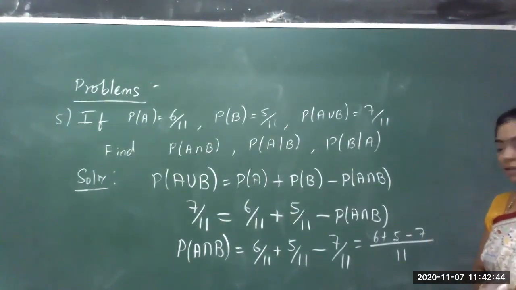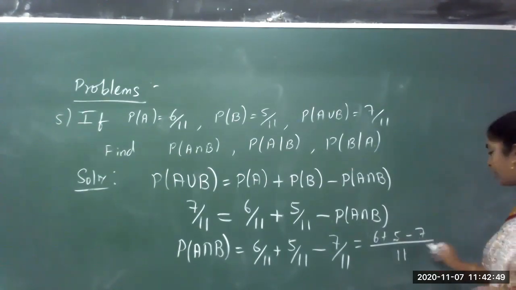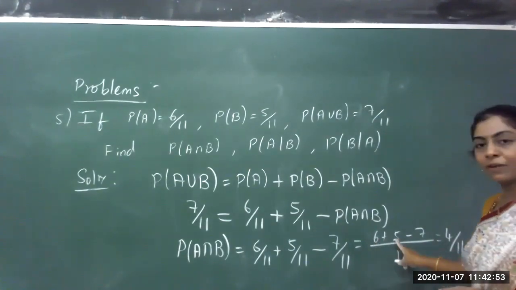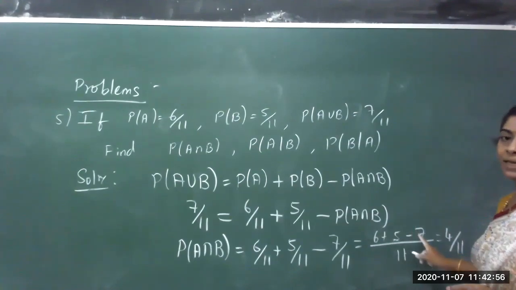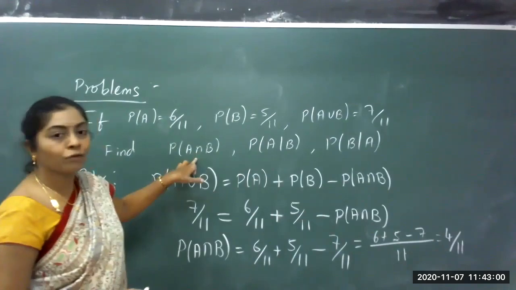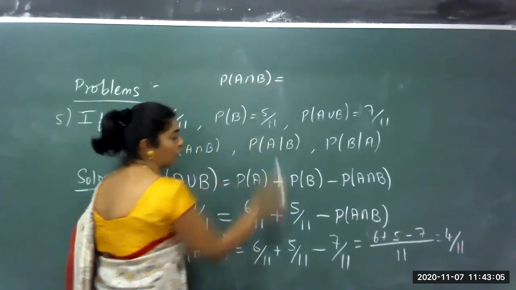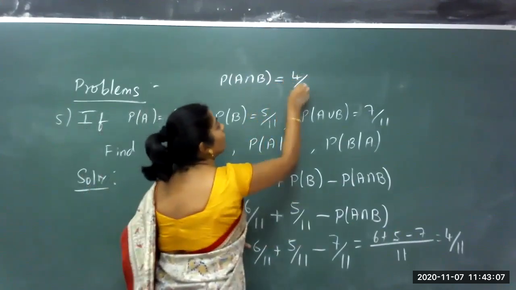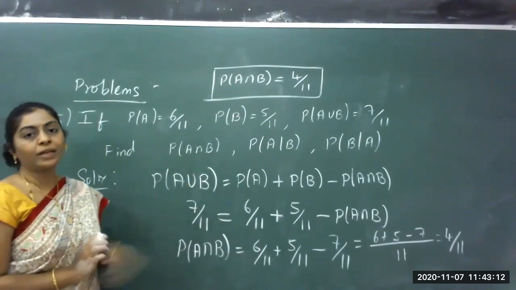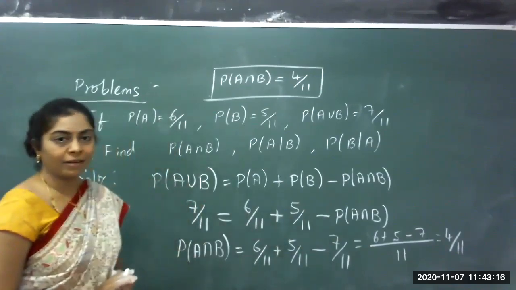6 plus 5 is 11, 11 minus 7 is 4, so 4 by 11. So I got back the value of the first one. Probability of A intersection B I found. What is that value? 4 by 11. So the first unknown is okay. That is probability of A intersection B, which is 4 by 11.